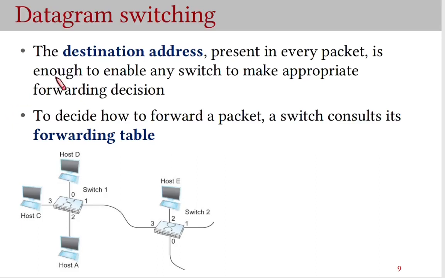Datagram switching represents the connectionless switching approach. This approach is rather straightforward. In datagram switching, a switch makes the forwarding decision based on the destination address that is present in every packet. It has a forwarding table, which is used to make the forwarding decision for a given packet.